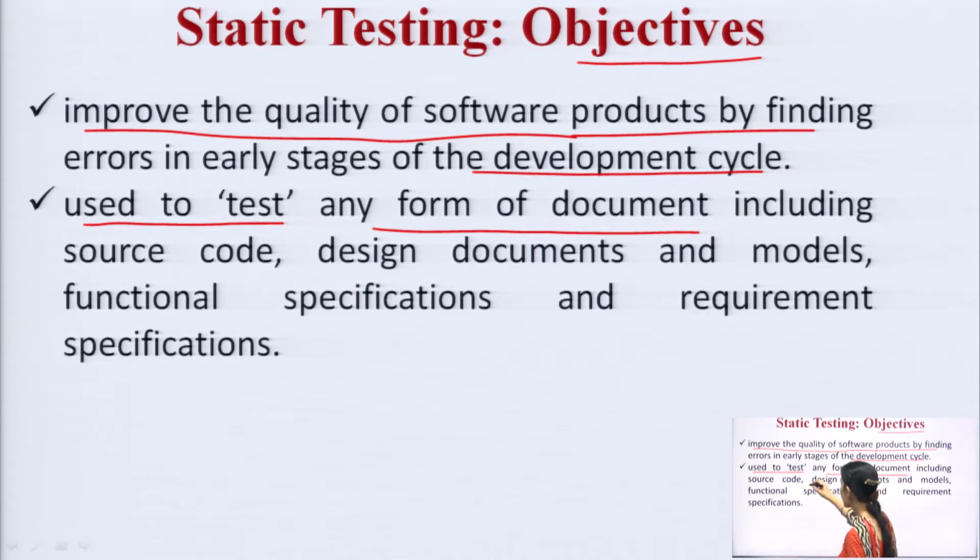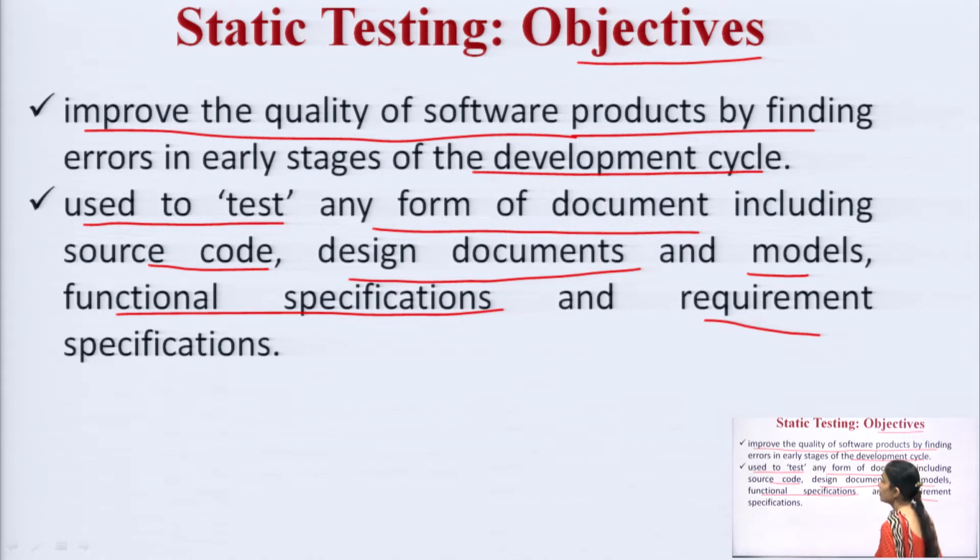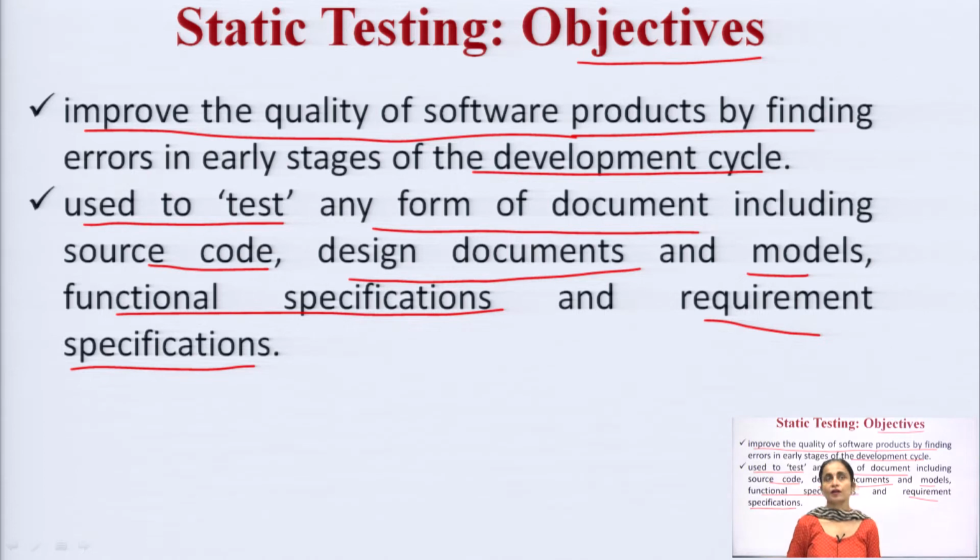The second objective of static testing is that it is used to test any form of document, including source code, design documents and the several other modules with their functional specifications and requirement specifications. We are testing the documents of the software, comprising the SRS sheet, design documents and other associated documentation along with the source code. Are they properly tuned or not? Is there any scope for improvement? Then it is done.